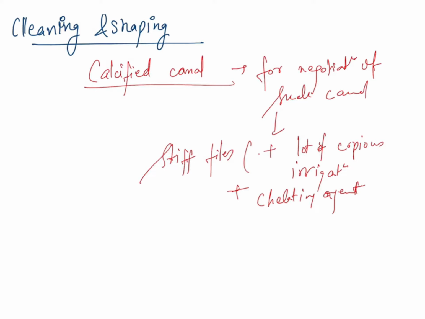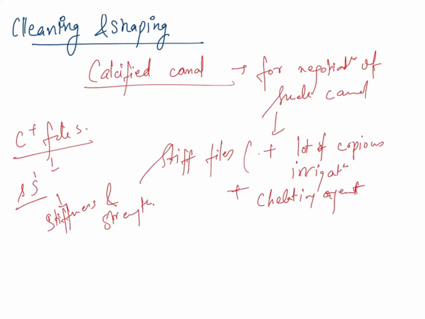So these C plus files, what are these? These are specially treated stainless steel files. Specially treated SS files have amazing stiffness and strength. They can be used for difficult and calcified canals and have better buckling resistance than K files, and the twisted file design provides greater strength. It is available in sizes 8, 10, 15 and in lengths 18, 21 and 25 mm.